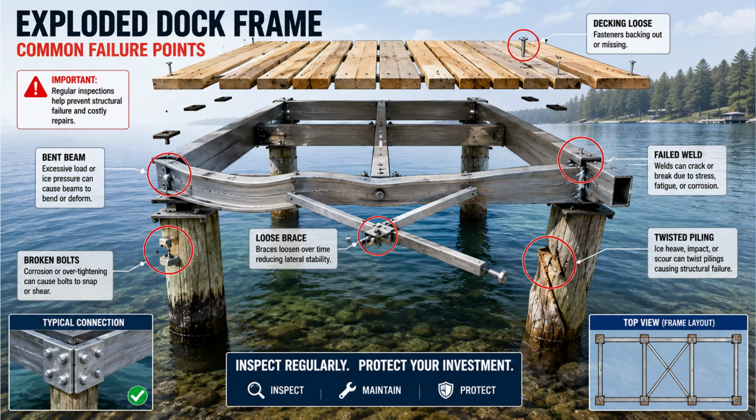So why do docks fail? Most failures don't happen instantly. Damage accumulates over years. Typical failures include bent piles, broken welds, cracked concrete, split wood, loose connections, twisted frames, lifted footings. Once one connection weakens, the entire frame begins redistributing loads, and that often leads to progressive failure.